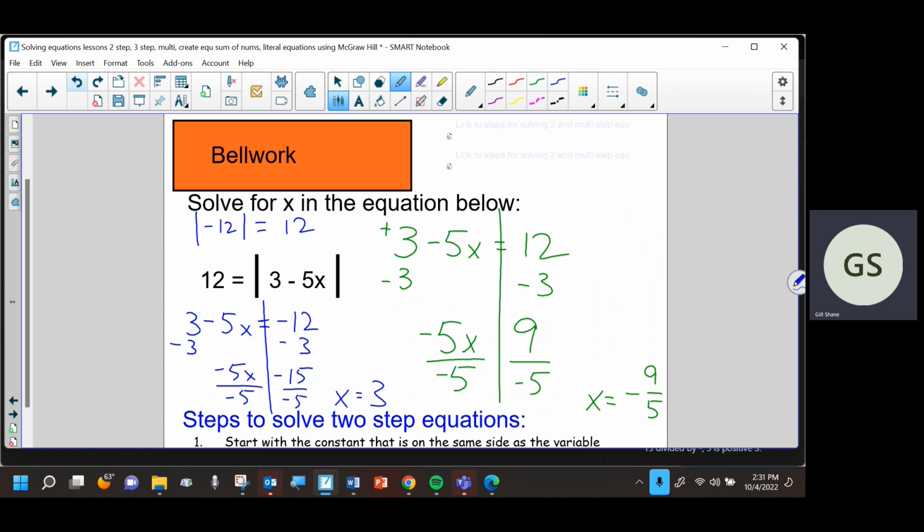So when it comes to your solution for this problem, there's actually 2 possible solutions. You would say x equals 3 or x equals negative 9/5. So that's how you solve an absolute value equation. You have to actually solve out 2 equations, and in one of them, you make the answer negative.